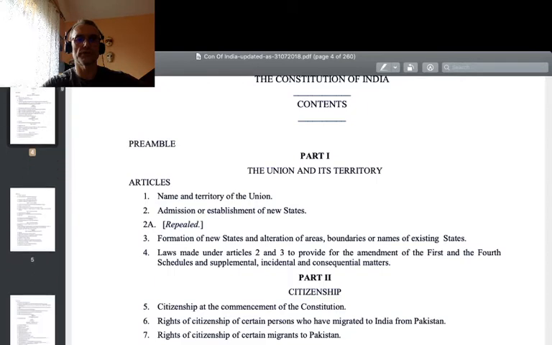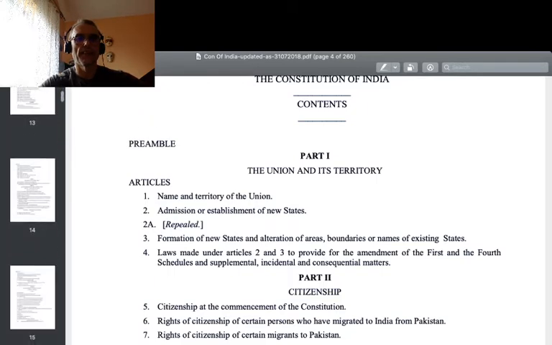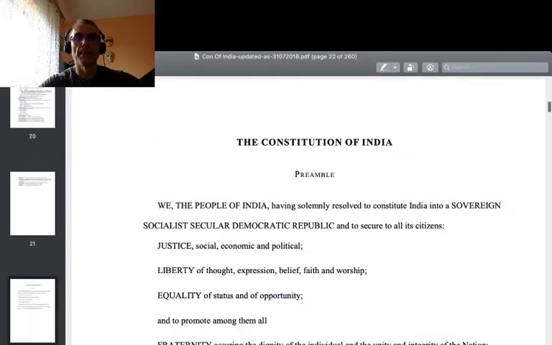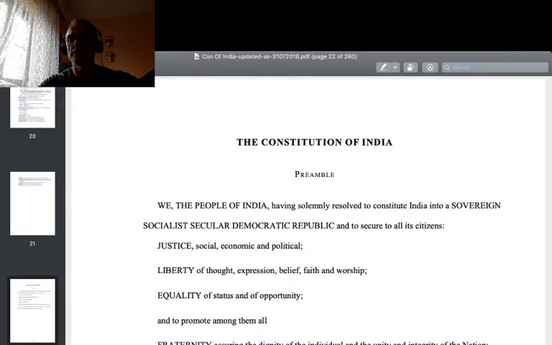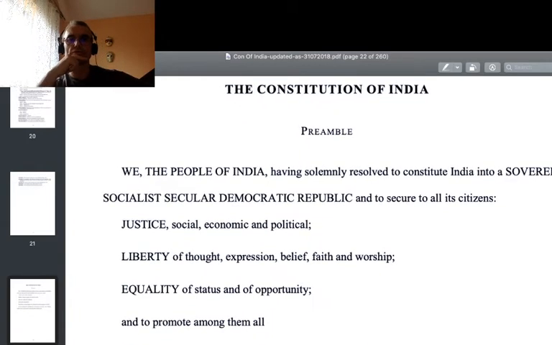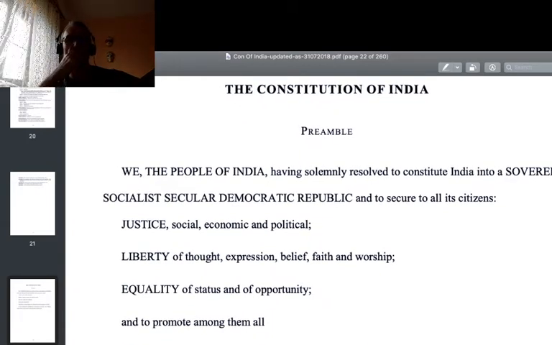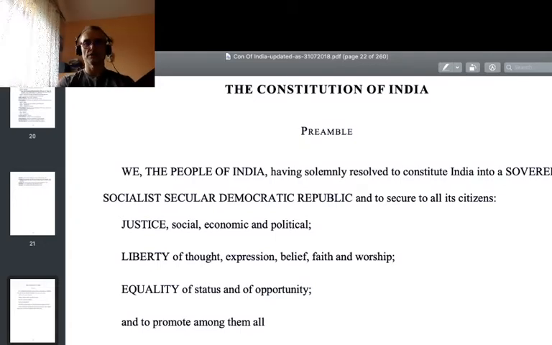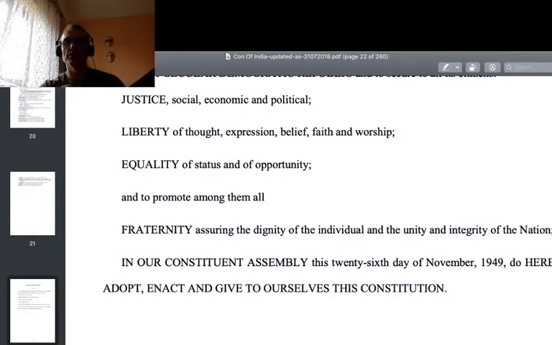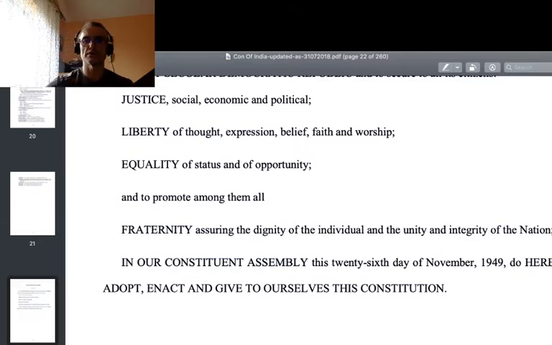So just let me scroll through it quickly. So here is the preamble. I will make that print slightly bigger. Okay. We, the people of India, having solemnly resolved to constitute India into a sovereign, socialist, secular, democratic republic, and to secure for all its citizens justice, social, economic, and political, liberty of thought, expression, belief, faith, and worship, equality of status and of opportunity, and to promote among them all fraternity, assuring the dignity of the individual and the unity and integrity of the nation. In our Constituent Assembly, this 26th day of November 1949, do hereby adopt, enact, and give to ourselves this Constitution.